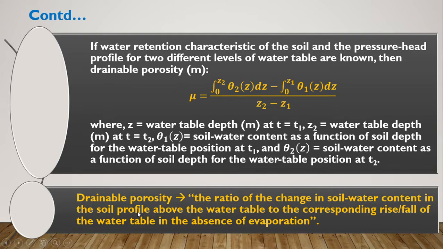So we can give another definition for drainable porosity. It is the ratio of change in soil water content in the soil profile above the water table to the corresponding rise or fall of the water table in the absence of evaporation. So this is another definition for drainable porosity.